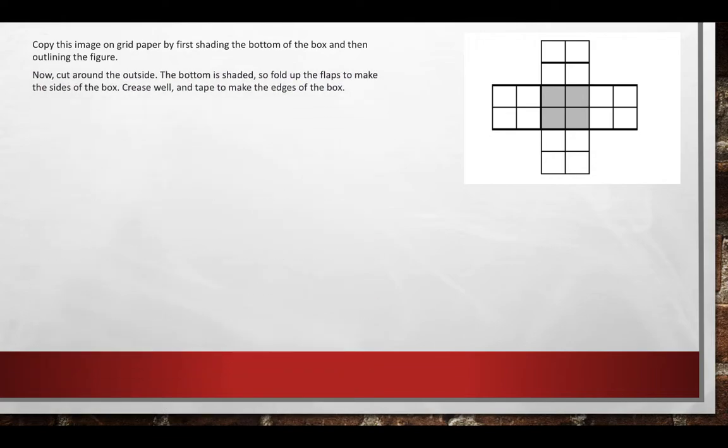So if we were at school, we would be taking this gridded paper. It looks like a T, it looks like a plus sign, and we would be copying this image on the grid paper, and then we'd want to cut around it, and we'd want to turn it into an actual cube. So just looking at this outline of this grid, I want you to think about how many cubes it would take to fill this box up.